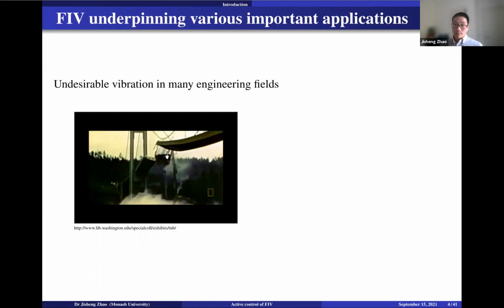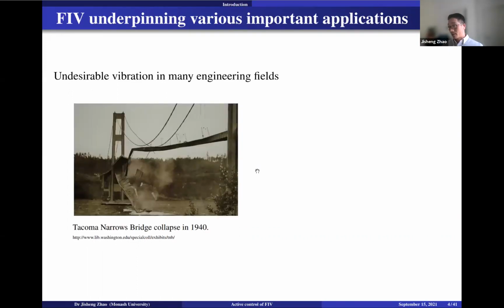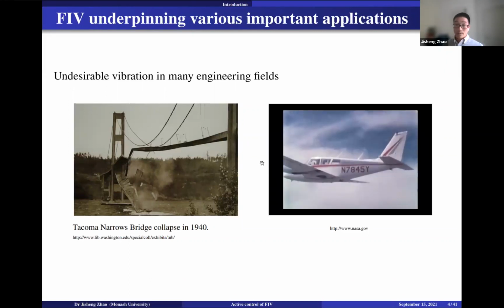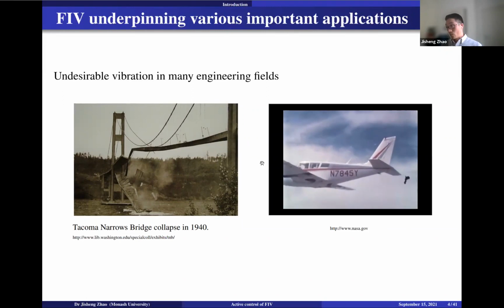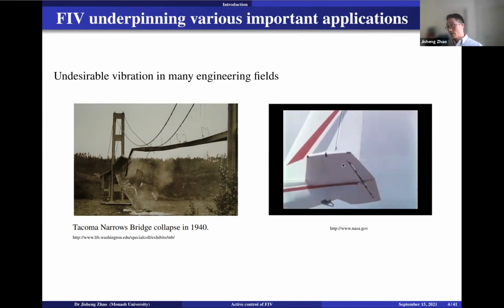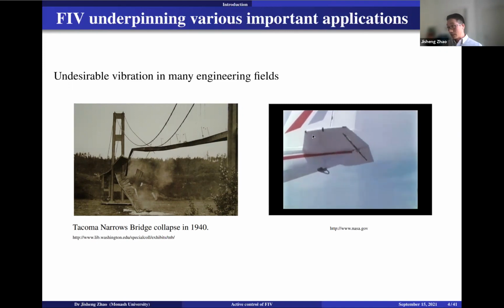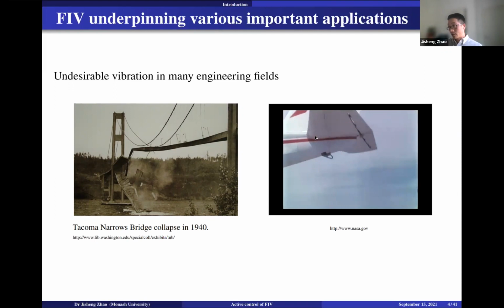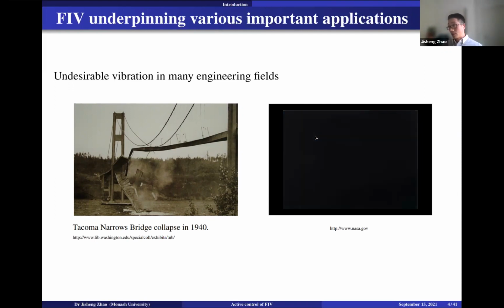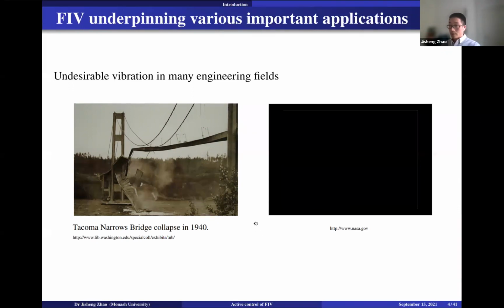But here we have a two-dimensional, two degree of freedom problem, so we have pitching and also heaving vibration as well. Anyway, I will show you another example where FIV is important as well. We're looking at the tail of this aircraft. You can see the horizontal tail can experience some wobbling, and you can also see it has twisting vibrations as well. So this is very risky to the structural stability.